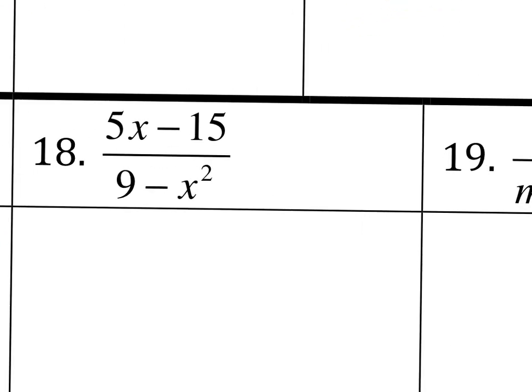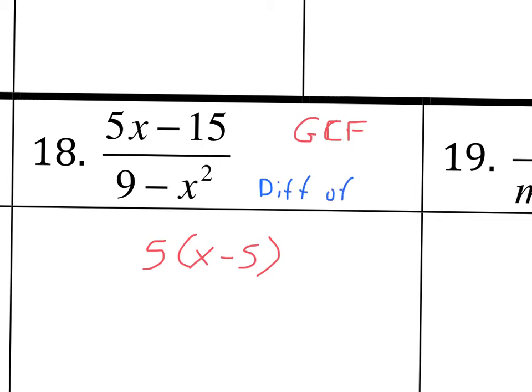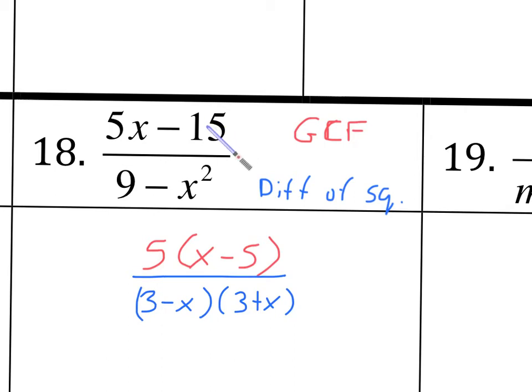On the top, notice that I can pull out a GCF, a common factor of 5. So the numerator can factor to be 5 times x minus 5. Down below, I recognize that as a difference of squares. So what's it factor to? 3 minus x and 3 plus x. Where's my mistake earlier? When I GCF out of 5, what should it be? Divide this by 5, so that should be a 3. Okay, so that's 3 there.